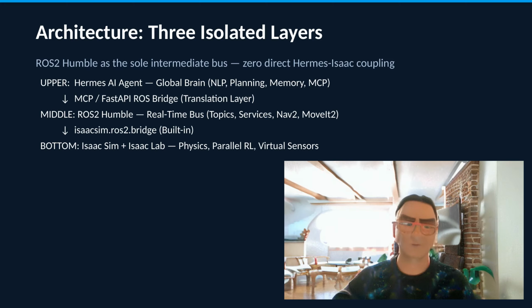Our architecture has three completely isolated layers. ROS2 Humble serves as the sole intermediate bus. Hermes and Isaac never connect directly. All communication flows through ROS2 for maximum stability. The upper layer is Hermes, the AI agent acting as the global brain. The middle layer is ROS2 Humble, the real-time message bus. The bottom layer is Isaac Sim and Isaac Lab, handling physics and simulation.